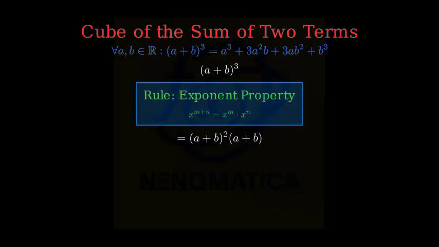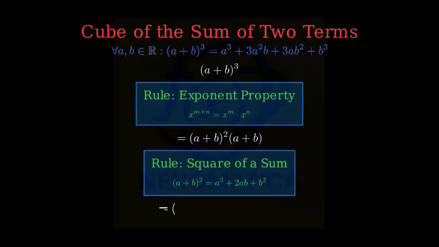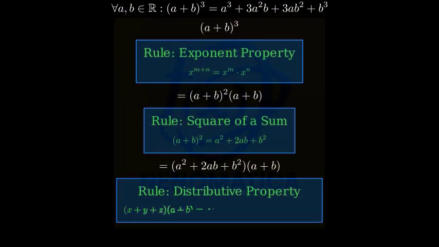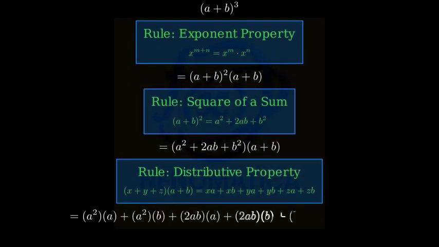Now, let's expand the squared term a plus b squared. We know that a plus b squared equals a squared plus 2ab plus b squared. So we substitute this into our expression and multiply by a plus b. Now we'll use the distributive property to multiply a plus b by each term in the parentheses. This gives us a squared times a plus a squared times b plus 2ab times a plus 2ab times b plus b squared times b. Let's multiply each of these terms.